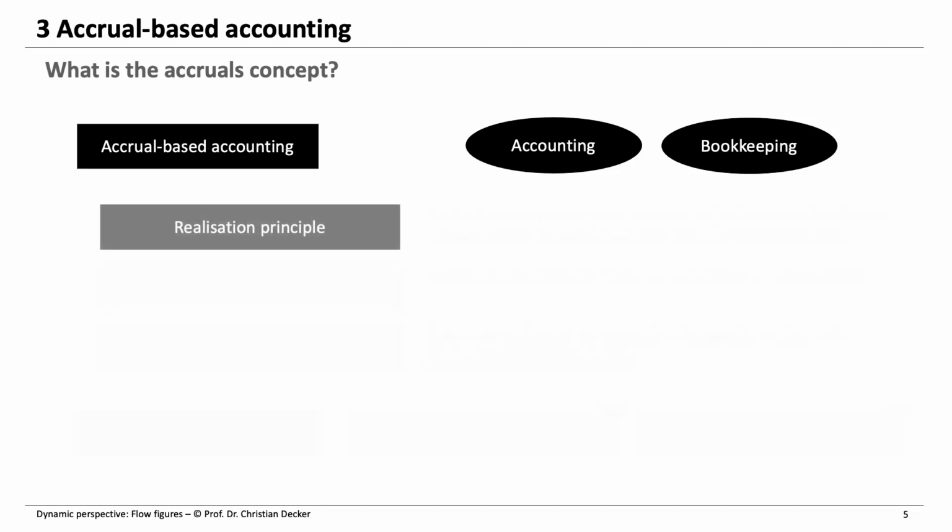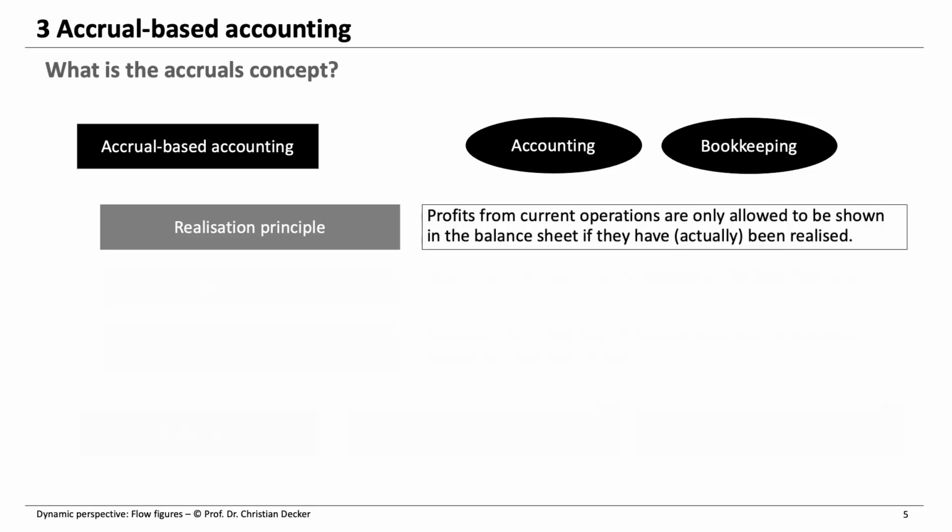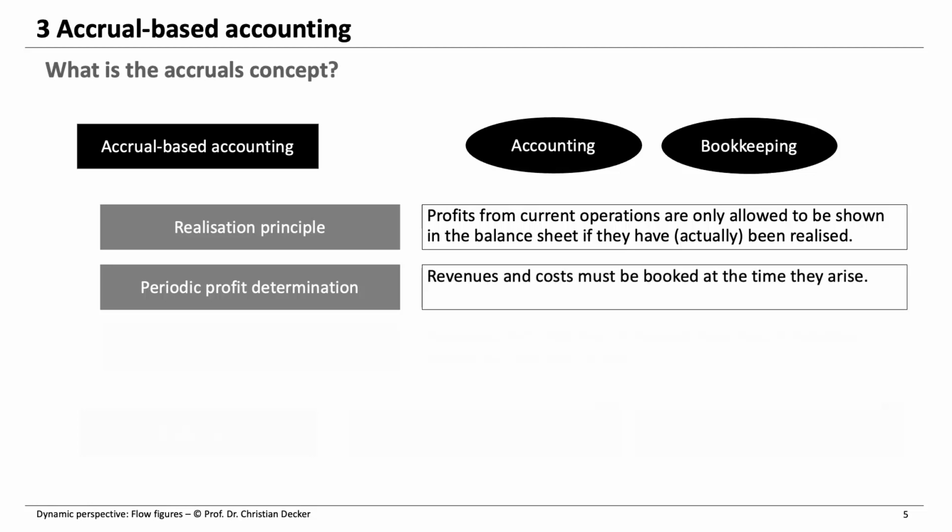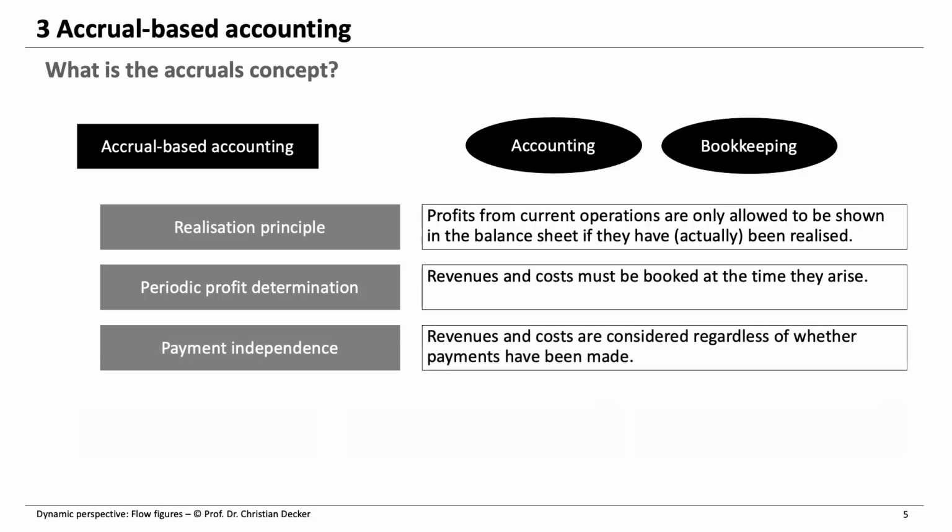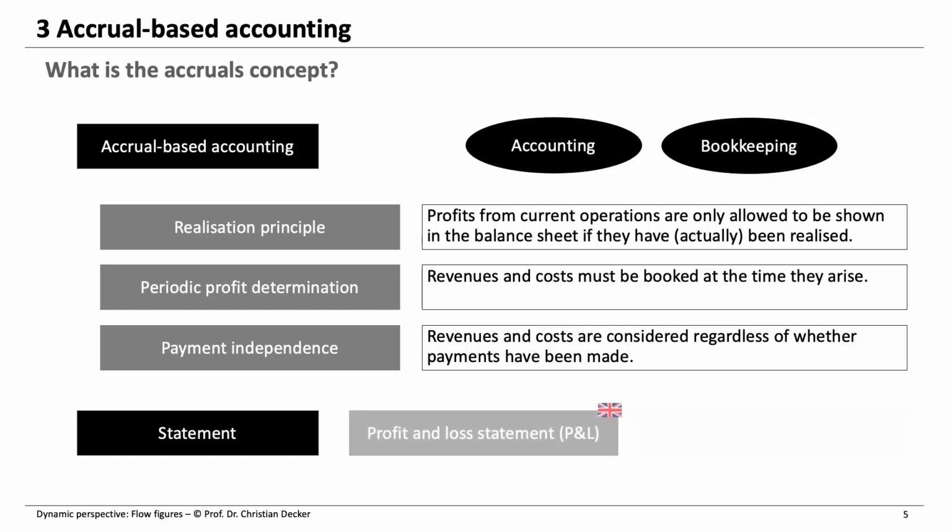First, the realization principle. Profits from current operations are only allowed to be shown in the balance sheet if they have actually been realized. Second, periodic profit determination. Revenues and costs must be booked at the time they arise. Third, payment independence. Revenues and costs are considered regardless of whether payments have been made. Profit and losses are reported in a separate statement, which is referred to as either profit and loss statement or income statement.